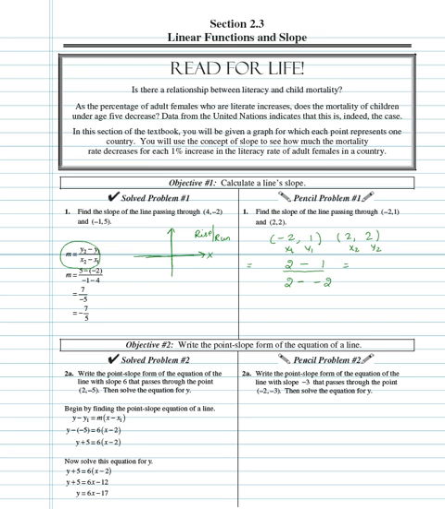So 2 minus 1 is 1. Negative off negative becomes a positive, and this becomes 2 plus 2, that is 4. So the slope is 1 over 4.